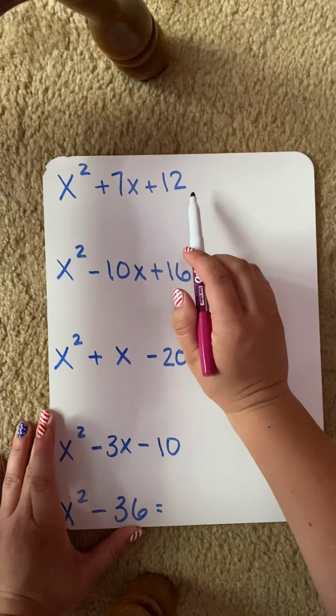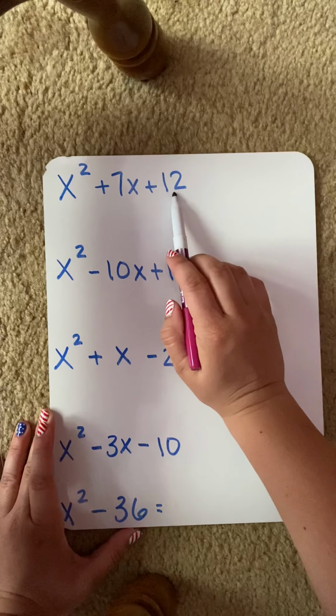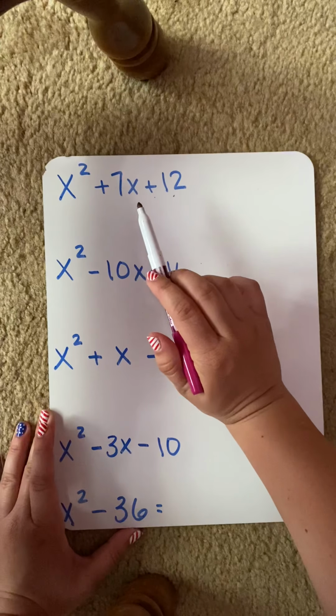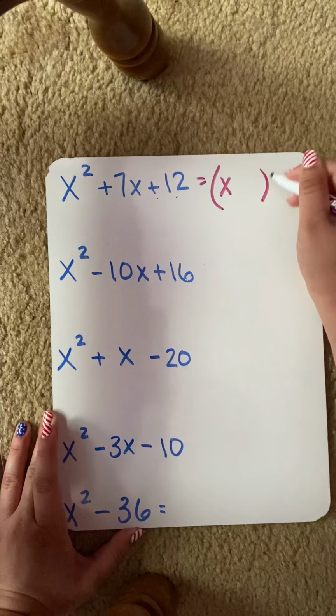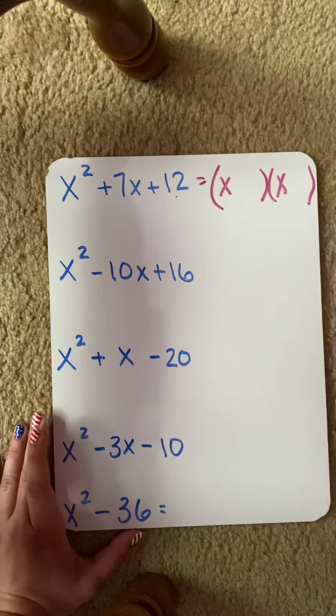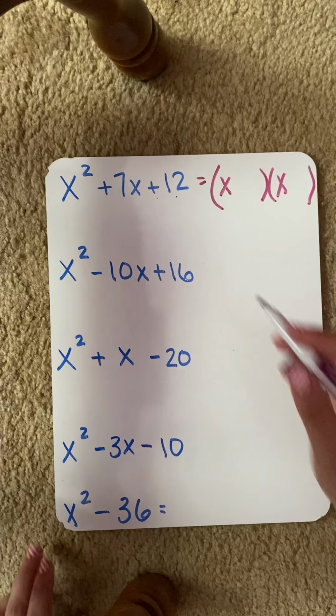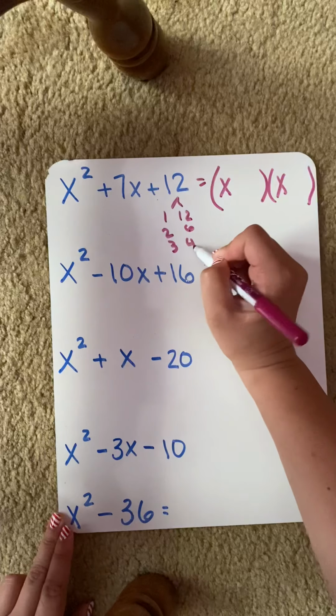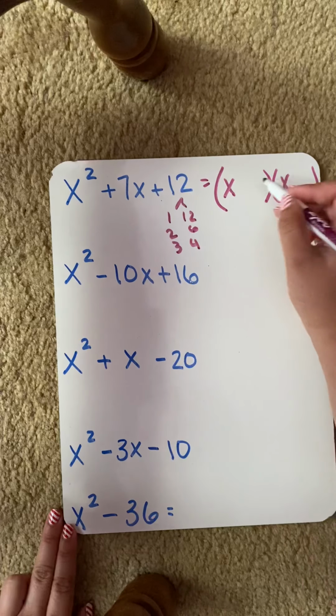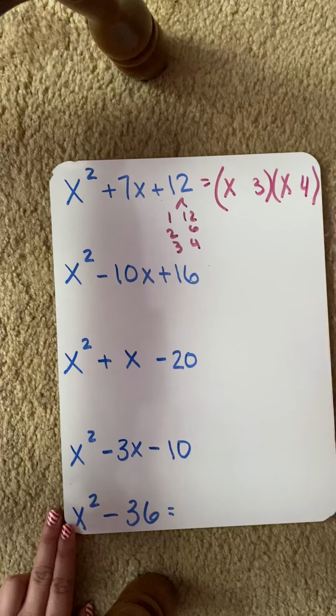So you're always working backwards, so you want to see what multiplies to 12 and adds to 7. So you write your x in your parentheses. What multiplies to 12 and adds to 7? You can list your factors of 12. So 1 and 12, 2 and 6, 3 and 4. 3 and 4 are what add to 7. So you write them in.